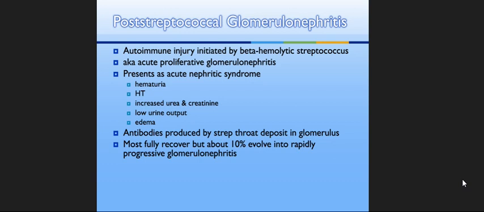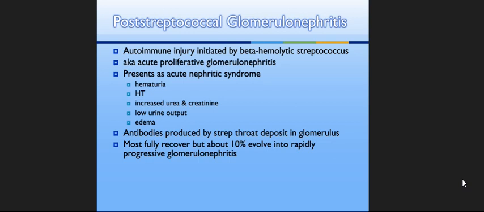Now it is post-streptococcal. The infection is already cured. So the infection is finished, but it gives us some source of autoimmunity. So that post-strep glomerulonephritis is autoimmune injury, initiated by what's called beta hemolytic streptococcus. Beta hemolytic streptococcus is one type of streptococci. This beta hemolytic is specific to cause this situation.